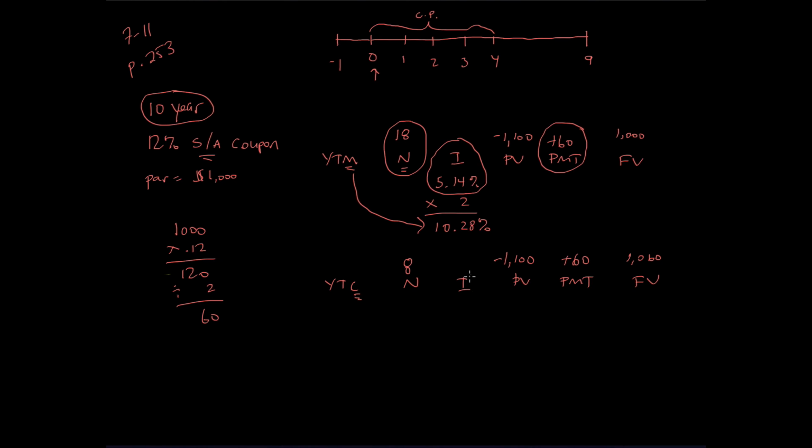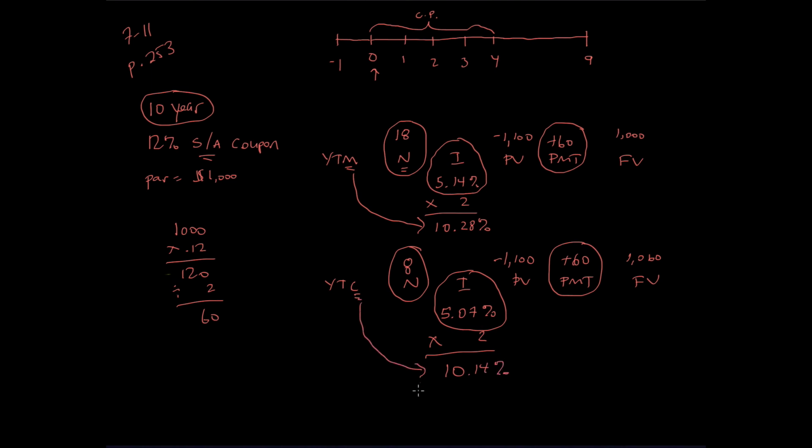Once you plug that into the calculator, you'll get 5.07%. And just like with yield to maturity, since N is in semi-annual terms and the payment is in semi-annual terms, the resulting interest rate is going to be in semi-annual terms. So make sure you multiply that by 2 and you get 10.14%, and that is the yield to call.